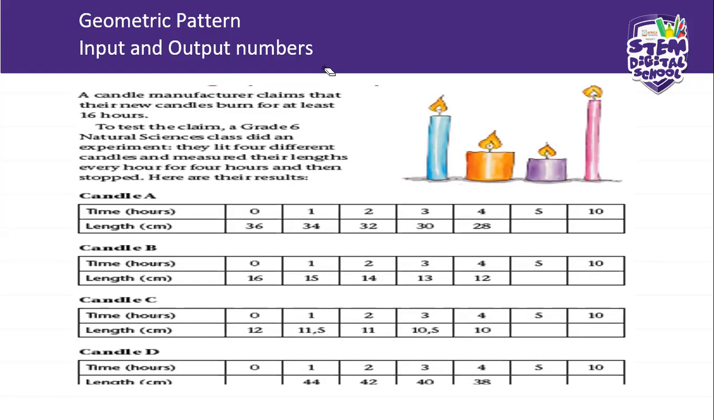Okay, candle C. How many centimeters is it losing per hour? It's losing half a centimeter per hour, sir. You're a genius. It's losing half a centimeter. Others may see it as 0.5 centimeters, but 0.5 and a half is the same. Yes, it's losing 0.5 centimeters or half a centimeter per hour.